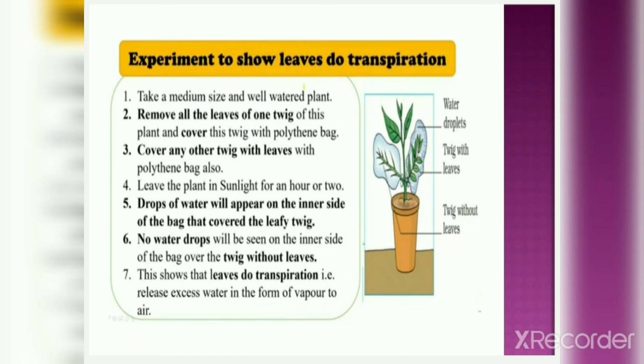You can see that on the twig from which we removed the leaves, there was no transpiration, so we couldn't notice any water droplets over it. But in the other part, the leaves perform transpiration, so we can see small water droplets there. So this proves that leaves perform transpiration.